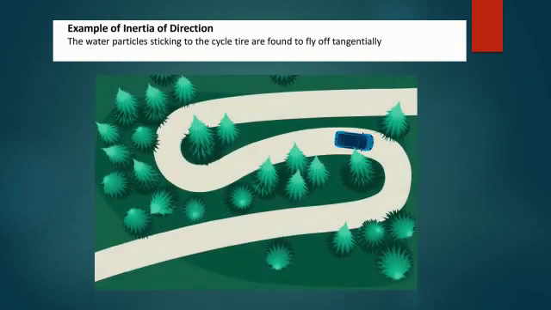Another very simple example: you can see here a car is moving on a curved road. If you are inside the car, you will also want to move along your original direction. Suddenly you're moving straight and there is a curved path, so you will move in the opposite direction of the curved path. This inability of the passenger or the object to change its state of direction is called inertia of direction.